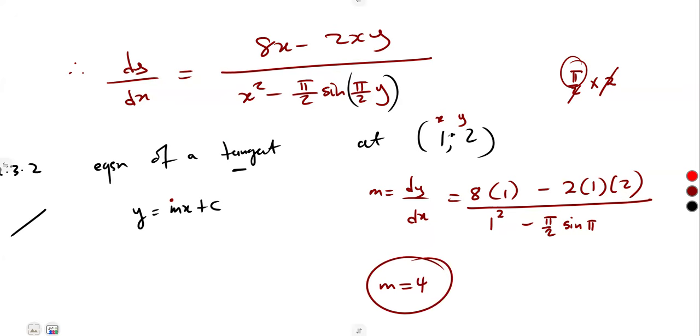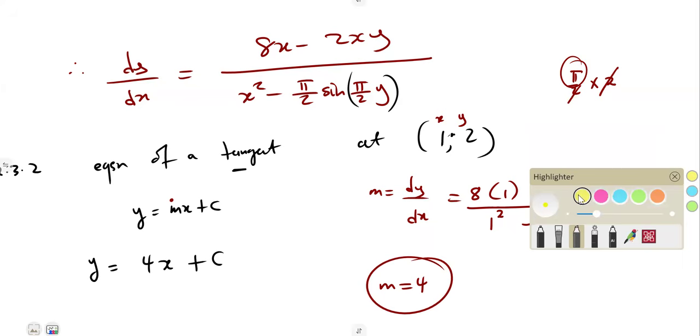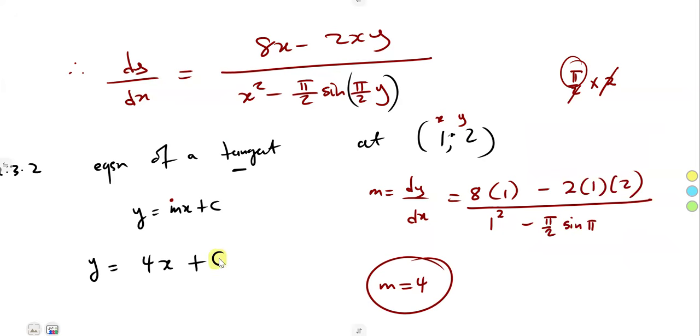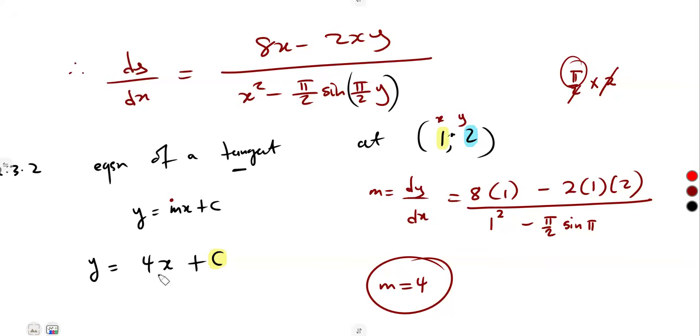So given that m is 4, substitute into this equation y is equal to 4x in place of m plus c. And c can be determined as we have got a point. So we can substitute the point given here, 1, 2. And you have the value of c. We are done. So when x is 1, y is 2. So 2 is equal to 4 times 1 plus c.